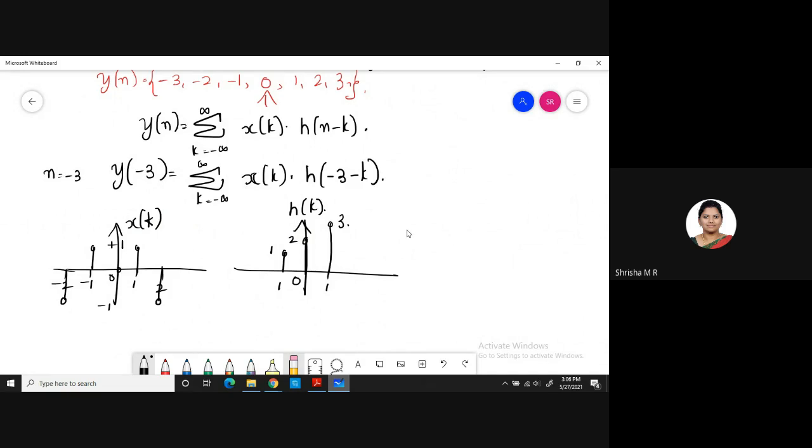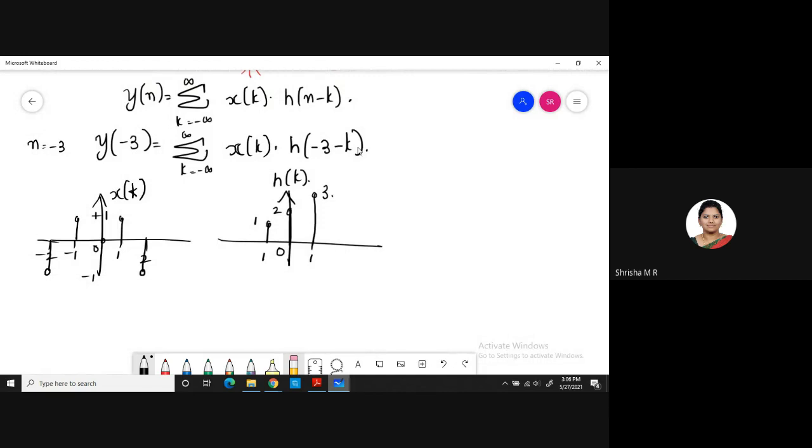Okay, got it everyone? Try to plot h of -3 minus k. How will you plot this? We are fixing x of k and varying h of n minus k according to our values of n. Here I have taken n equal to -3 now, so in place of n I have substituted -3. Now I'll multiply these two and find which samples are overlapping, and I'll get y of -3. Okay, so to plot h of -3 minus k, what will you plot first?